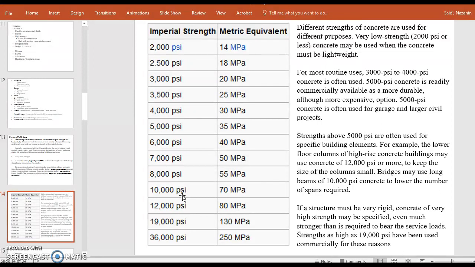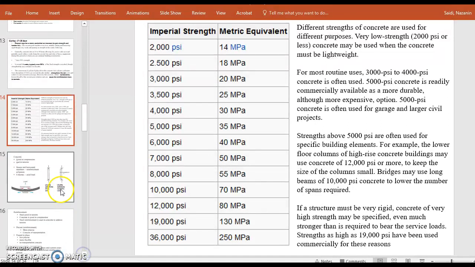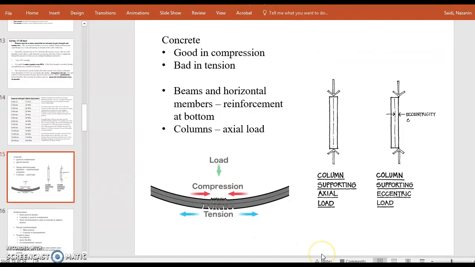As we get into high rises, far more concerned with load, we get into 10,000 PSI. Very, very unusual for bridges and very complex projects, we go up to 36 PSI. All right, so that gives you a sense of strength of the concrete. Now, as we said, concrete is good in compression, bad in tension. Let's understand that in a horizontal member.